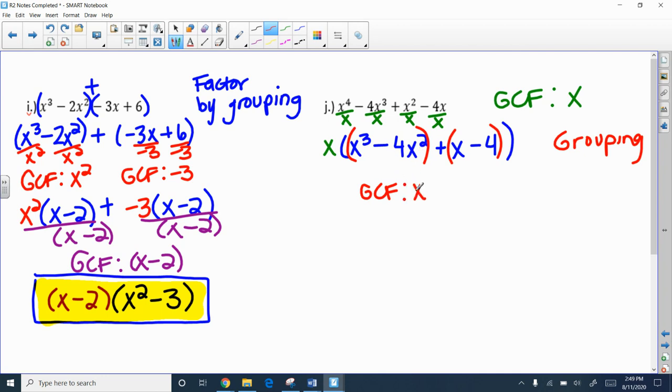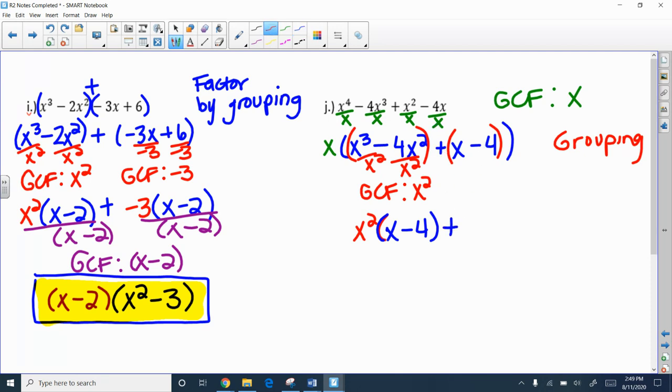The GCF of those is x squared. So I'm factoring out an x squared, or that means dividing by x squared. Don't forget to put the x squared in the front. The GCF always goes in the front. And then what's left when I divide is x minus 4. Okay, so I divided both of these by x squared. All right, then I got a plus sign here.